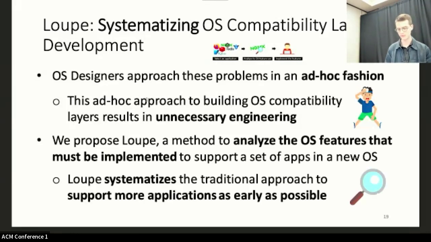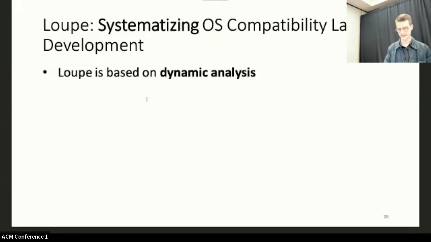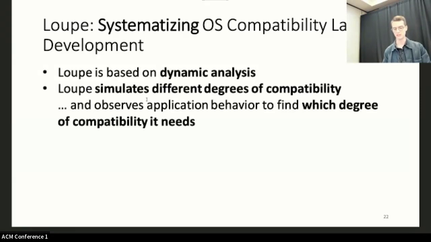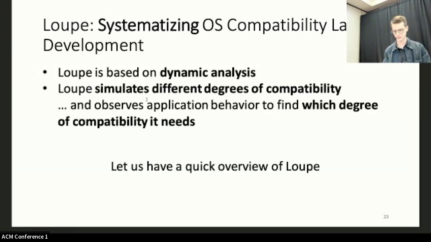And the goal of Loupe is to optimize the traditional ad hoc approach I described earlier to support more applications faster. At a high level, Loupe is based on dynamic analysis. It simulates different degrees of application compatibility while observing application behavior to determine what OS features need to be implemented. Let's have a quick overview of Loupe.